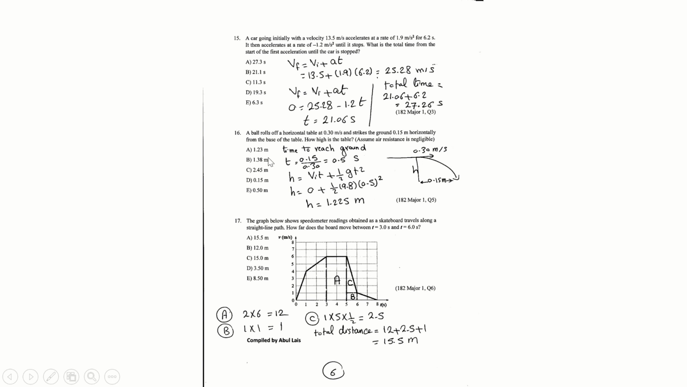And now let's check number 16. It says that a ball rolls off a horizontal table at 0.3 meter per second and strikes the ground 0.15 meter horizontally from the base of the table. How high is the table? Now this is another problem about projectile motion.